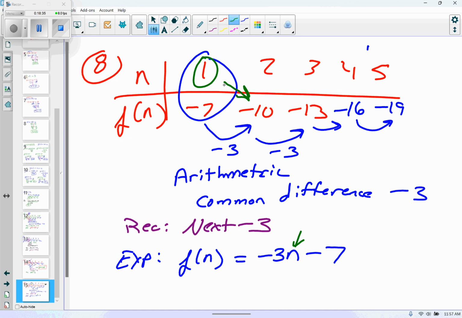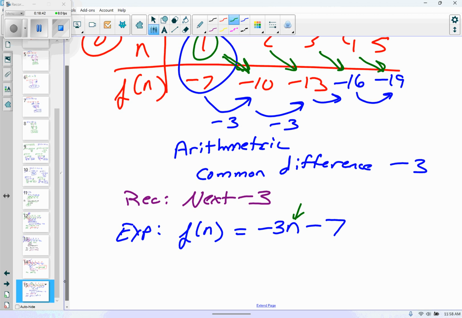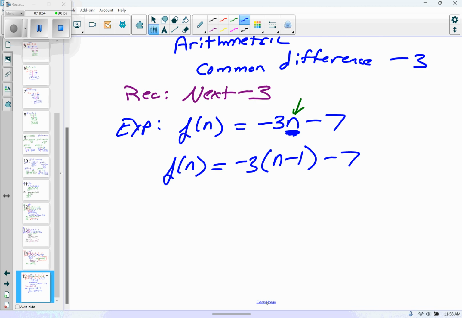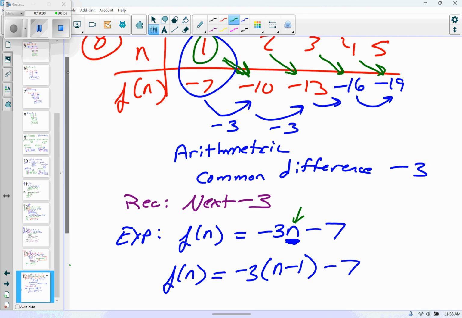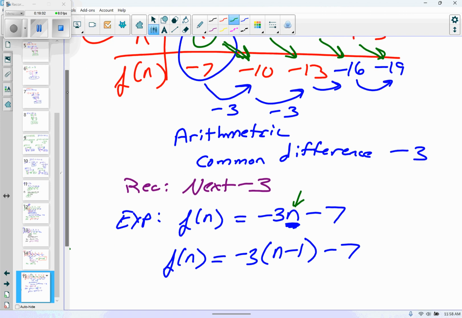Okay, remember on the last one, this is actually doing the diagonal again. Remember we went n minus 1, so let's take this down a little bit. So this, we have to modify that. So f at n equals -3, parentheses, n minus 1, minus 7. That's your answer. Okay, why is it n minus 1? Because I started with the very first term being a 1, not a 0.